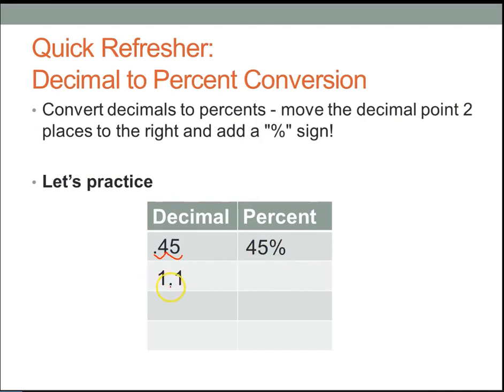Pretty straightforward. Let's try some others. Here's one: 1.1. We move the decimal point. There's not another number there, but we can still put a placeholder there for a 0. So that's going to be 110%. And what if it's 2? There's no decimal to move, but if you don't see a decimal, it's always just to the right of the number. So we would move it over 2 spots, and we'd have 200%. And lastly, here's 0.01. We'd move it over 2, and that would be 1%. So that's how we do it. Just a quick refresher. You should hopefully remember all of that.